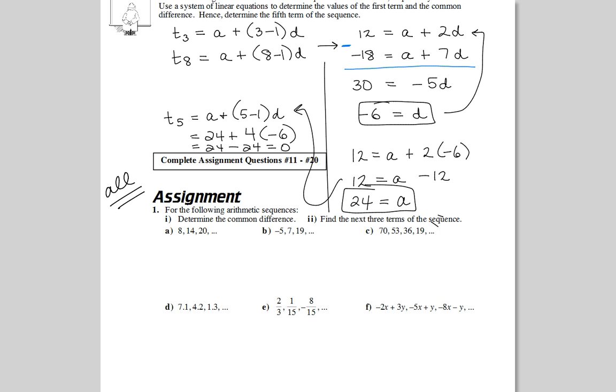What time are you guys out of here? 1:27. Yeah, so I guess you have all of your East block to finish this.